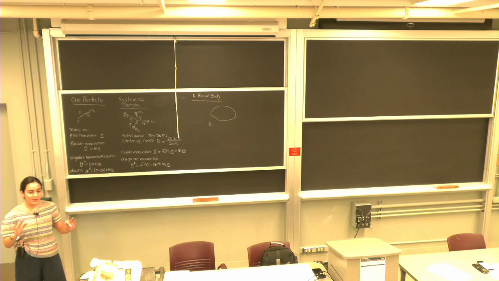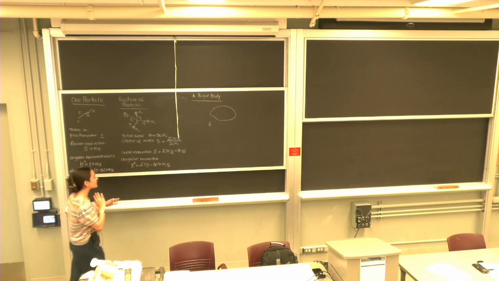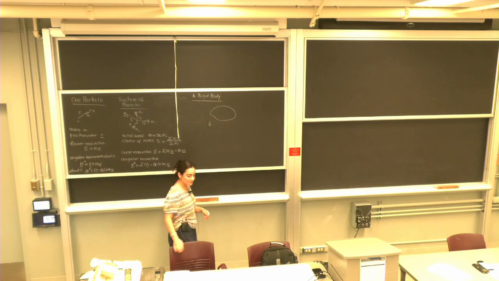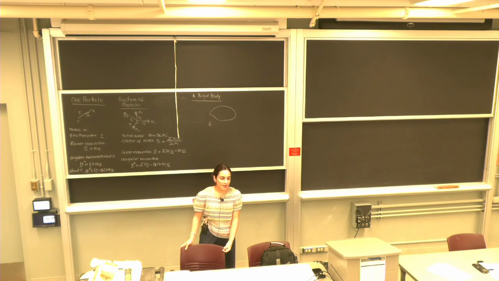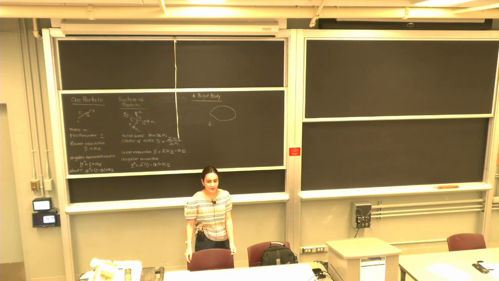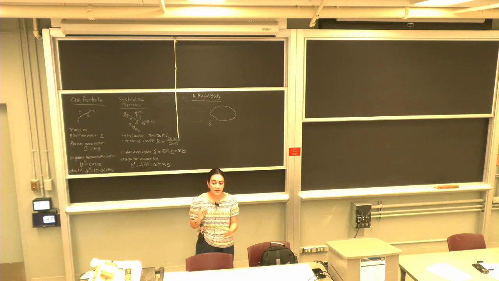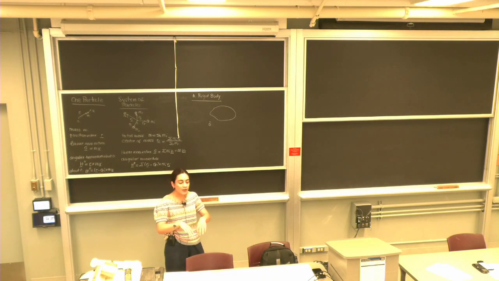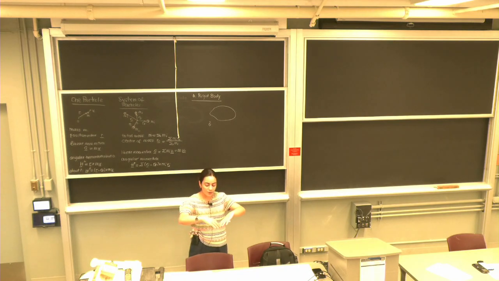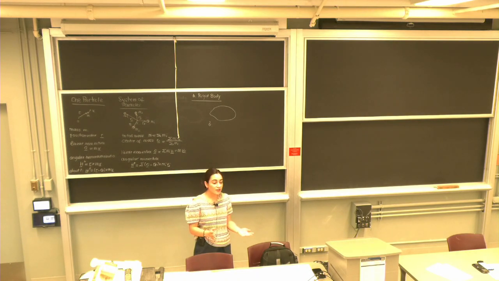So what do you think the main difference is going to be between a system of particles and a rigid body? Yes? The distance between particle and system. Yeah, exactly. So for a system of particles, we have discrete particles, right? There's a distance between them. But for a rigid body, how do we call the particles for a rigid body? They're not discrete, they're continuous. Exactly, there's a continuum of particles.